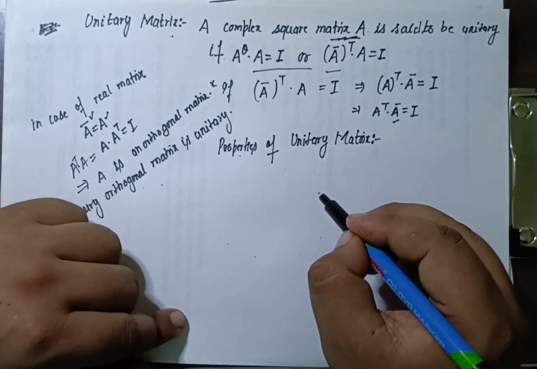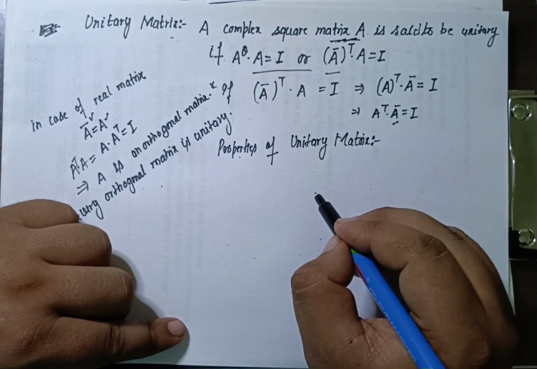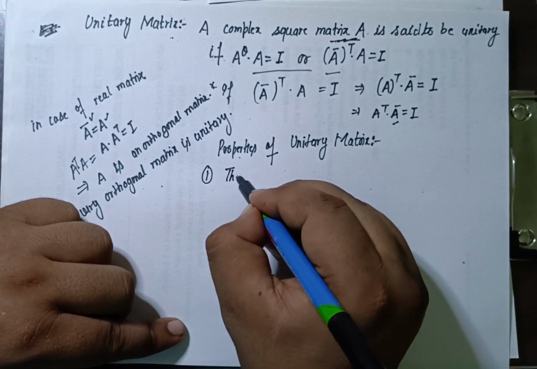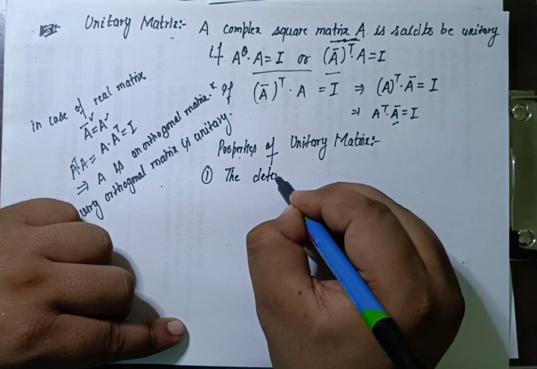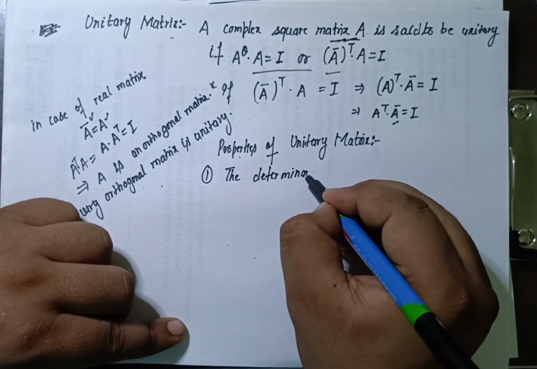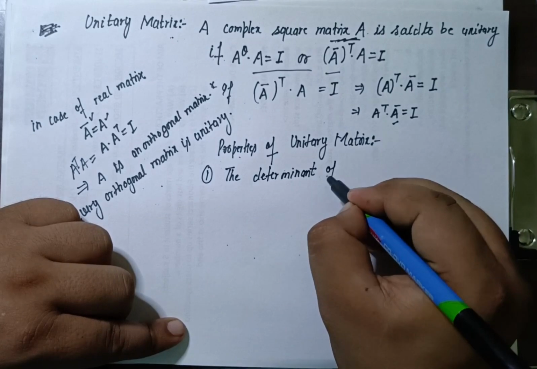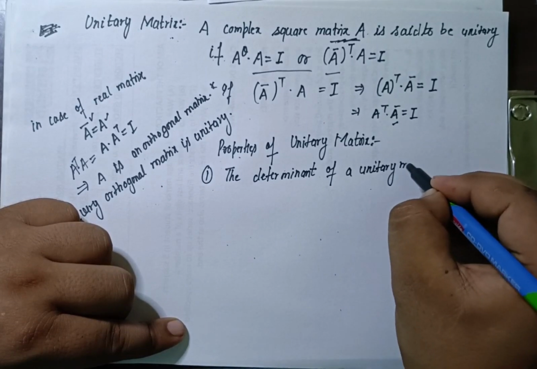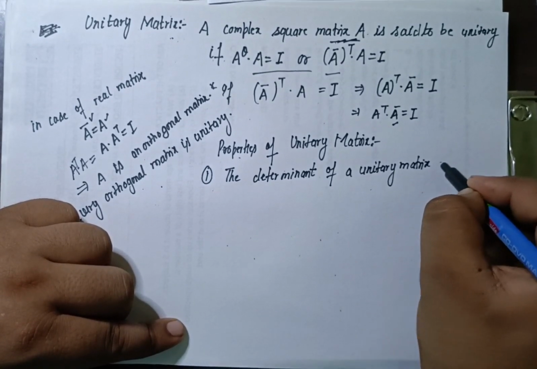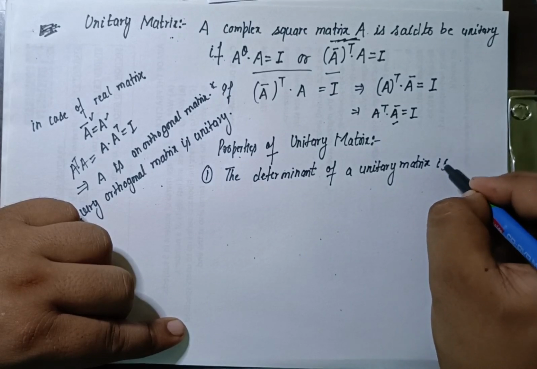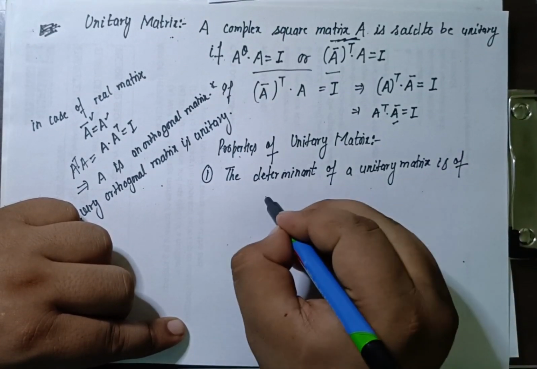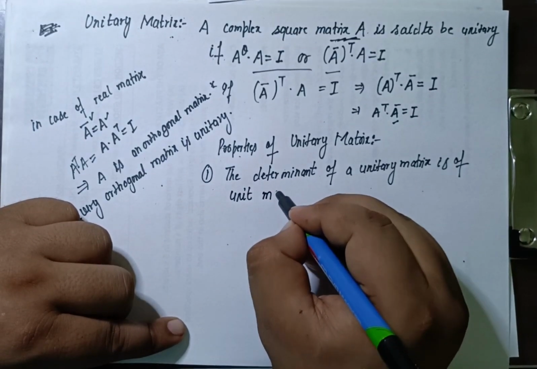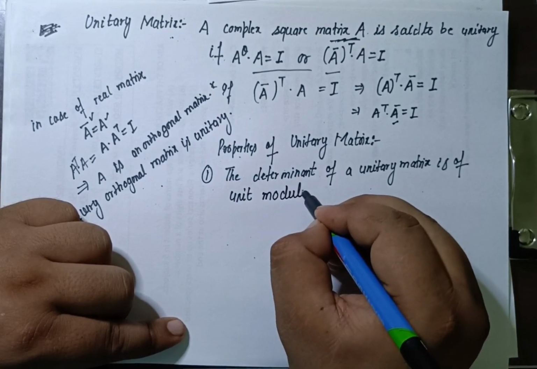What about the property? The determinant of the unitary matrix is of modulus unity. The determinant of a unitary matrix is of unit modulus, or modulus unity, right?